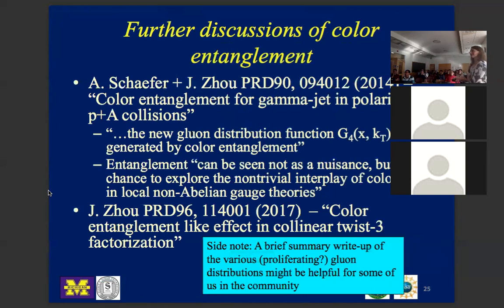Just as a side note, I have to say a brief summary write-up of the various, what feel to me like, proliferating gluon distributions could be helpful for some of us in the community. So okay, you have the Weizsäcker-Williams gluons and the dipole gluons and the G4, and I'm trying to remember all the different T-odd, chiral-odd properties of linearly polarized gluons. Having something where it was all laid out in one place would be really helpful to me, and I suspect some other people.